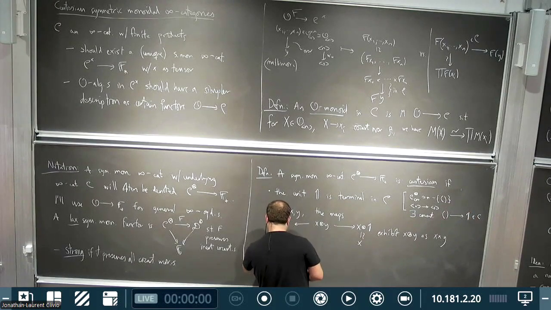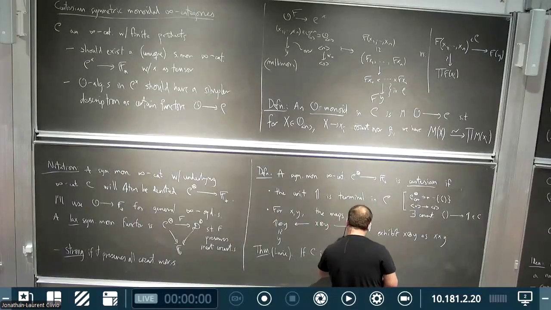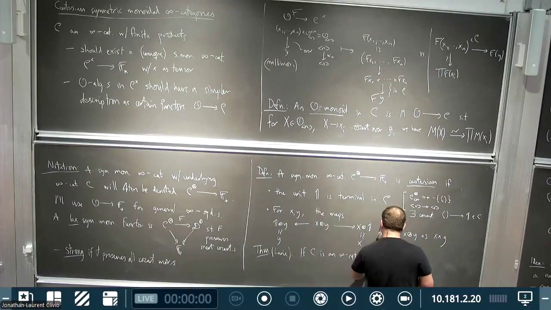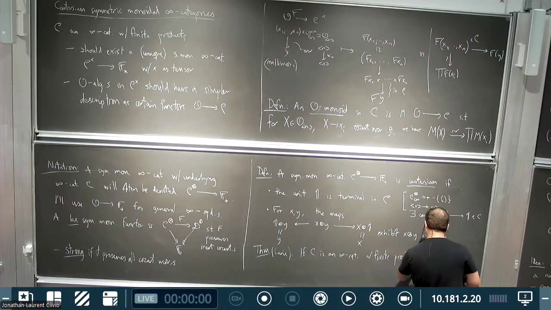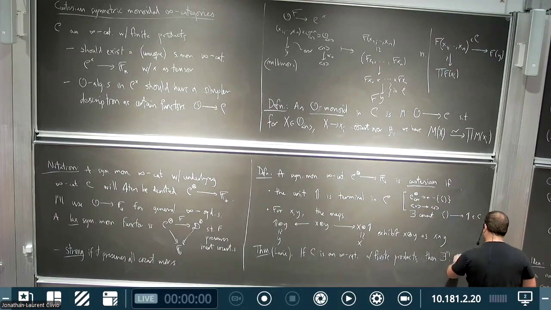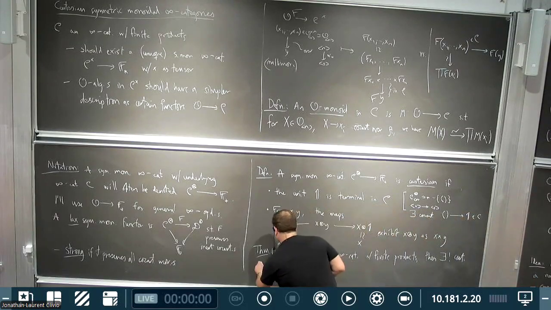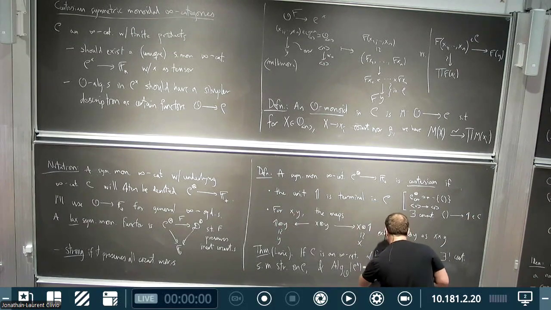Okay, so then we have the theorem from higher algebra that if C is the infinity category of finite products, then there exists a unique Cartesian symmetric monoidal infinity category structure on it. And well, for infinity operads, all algebras in C cross are equivalent to all monoids in C.